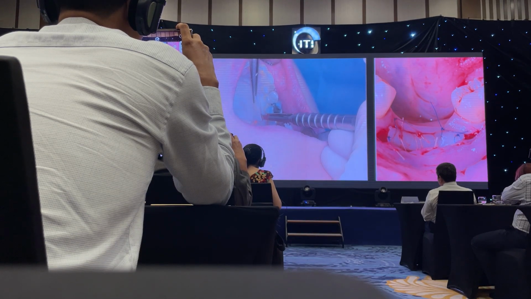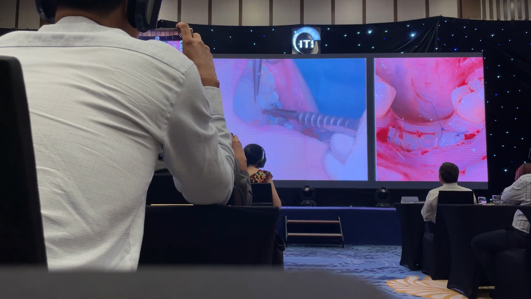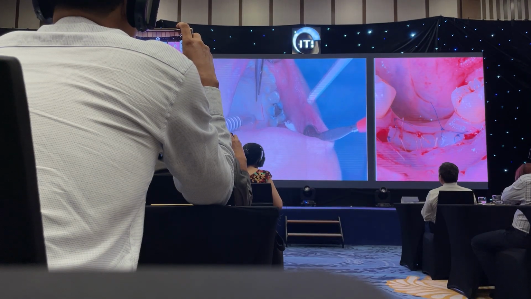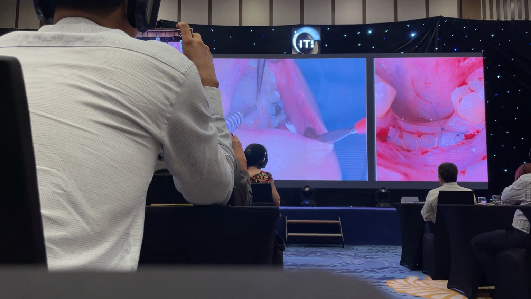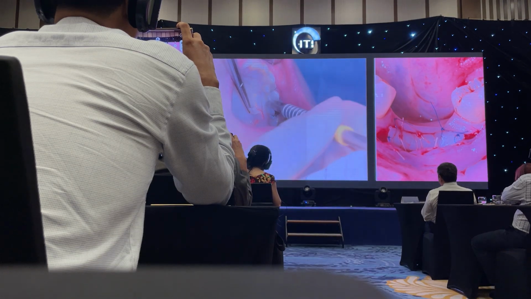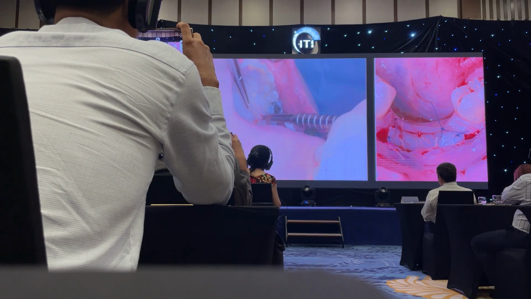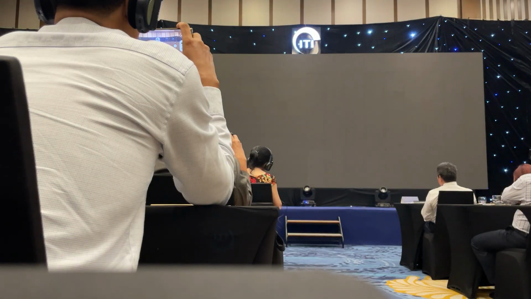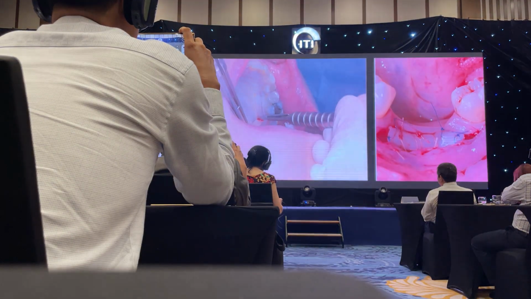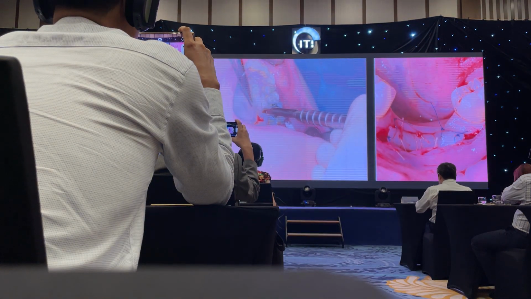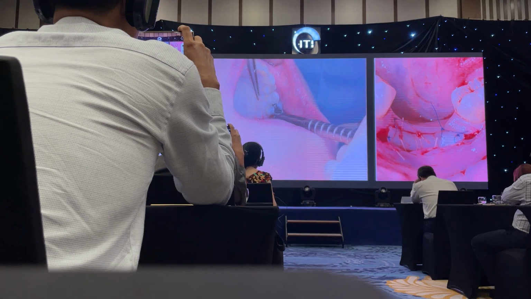So as you see here, I always look from the outside. I actually control the thickness of the graft by looking through the transparency of the blade. We want to have something that is about 1.5 millimeters thick.